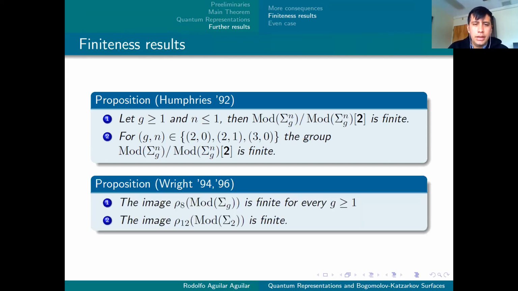And so note here that the whole group is finite. And here, I prove that the image of this quantum representation is finite for every g, and here for g equal to 4 at level 12. So in the first cases that I was showing, the image is finite. As we saw, we really needed the representation to be infinite.